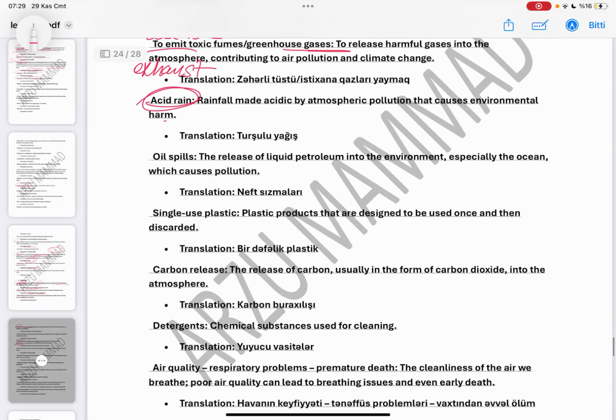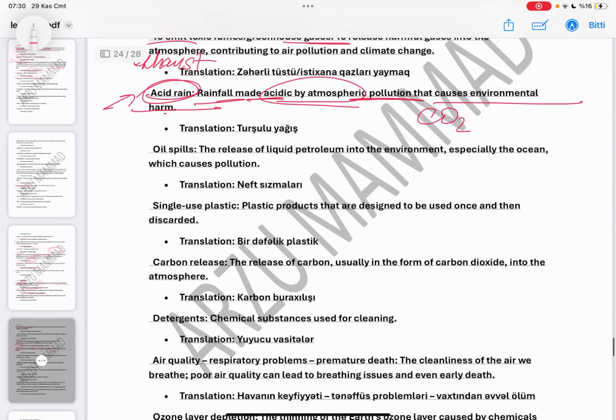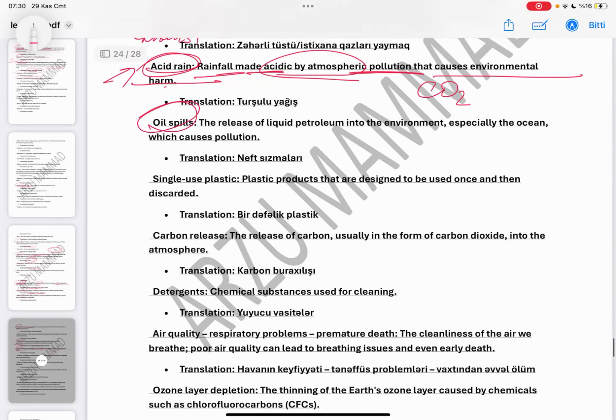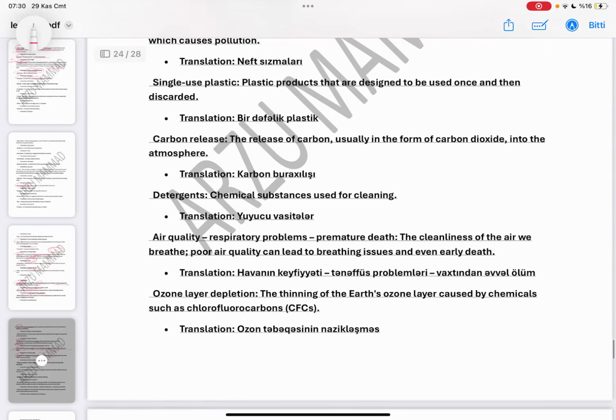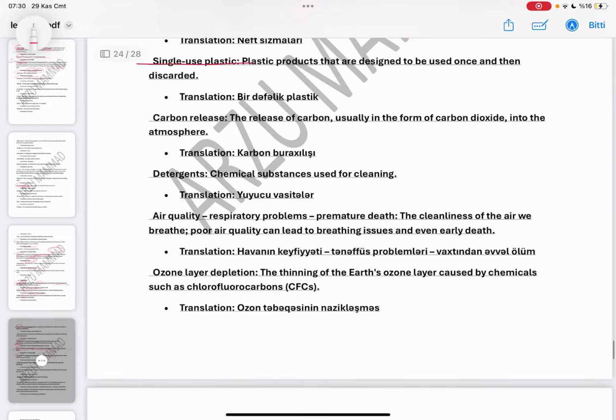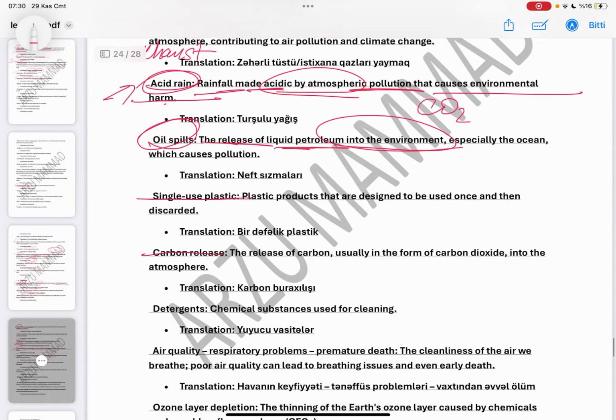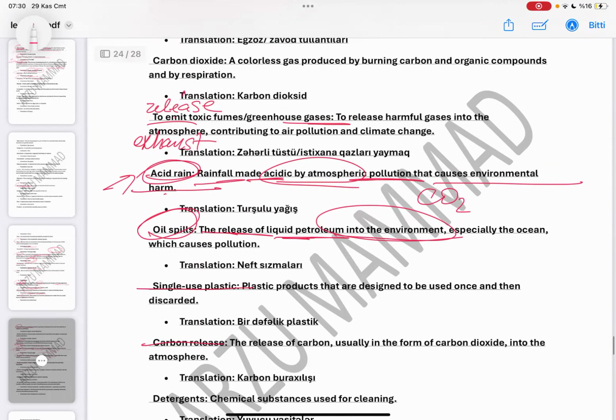Acid rain, like rainfall made by atmospheric pollution that causes environmental harm. As you know, in the atmosphere we have a lot of carbon dioxide and etc. And they affect the quality of the rain as well. So this creates acid rain. Oil spills, the release of liquid petroleum into the environment. So in Baku we can observe it so frequently. Single-use plastic, that's very easy. Carbon release, I have already explained, like release, emit, exhaust.